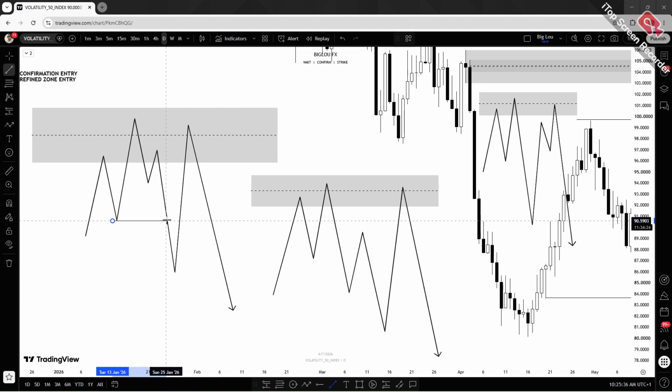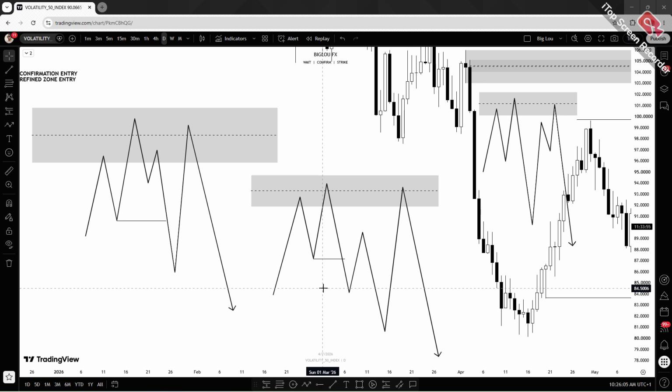All right, so this is one. This is a break of structure right here. This was the sweep. This was the inducement. All these things you should know by now, but if you don't know them, pay good attention. You will learn it. So this one here is the break.